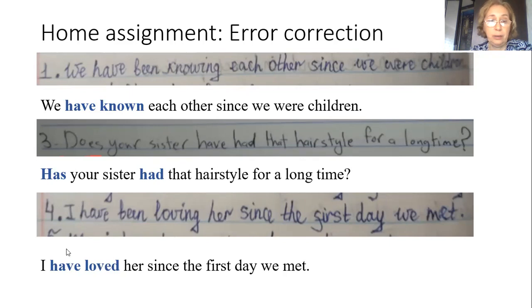And the last sentence here: I've been loving her since the first day we met. This is also about the restriction in the use of love. We shouldn't use it in continuous form. That is why it's better to use I have loved her since the first day we met.